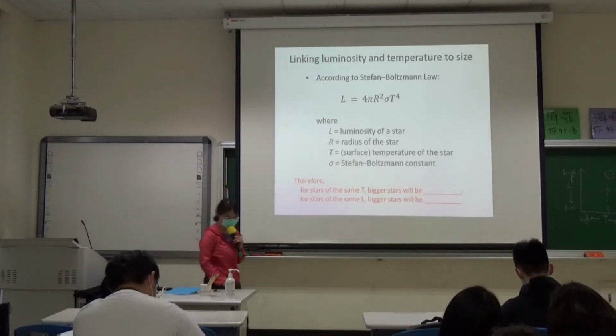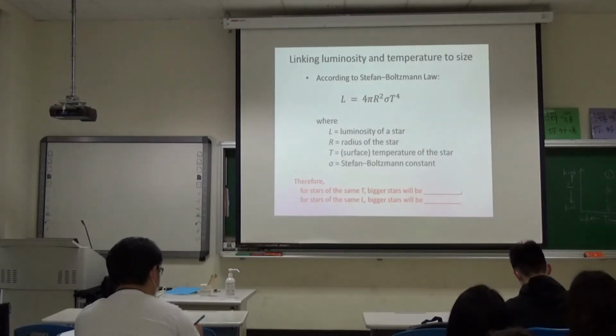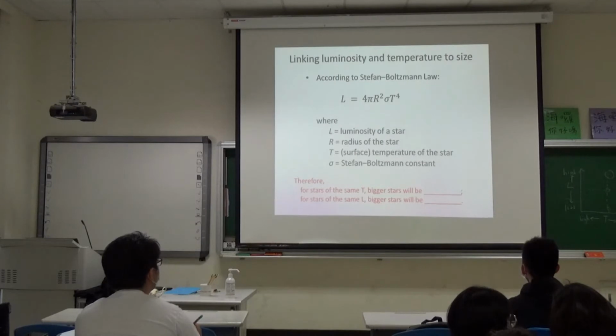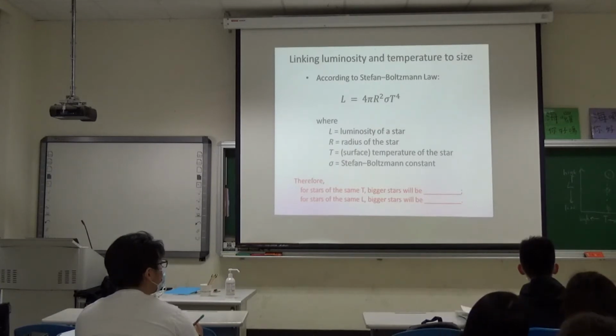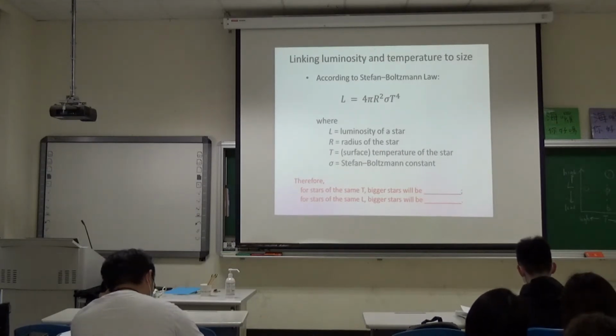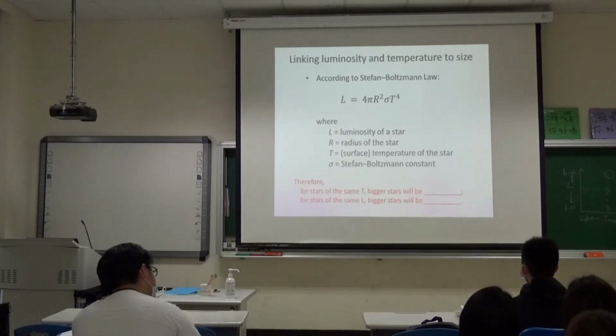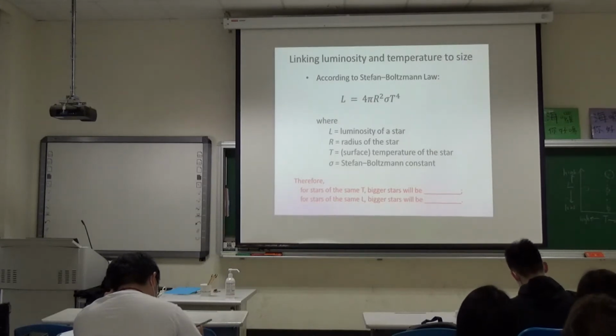Andy, second question. Cent L, bigger star will be... bigger star will have lower temperature. That will be this. Right? Bigger star, lower temperature at the same luminosity. That's the reason why you see the size interpretation on the HR diagram. It's based on this relationship.